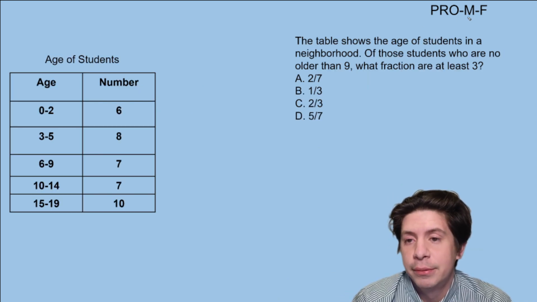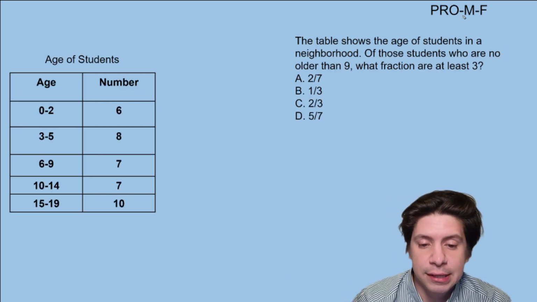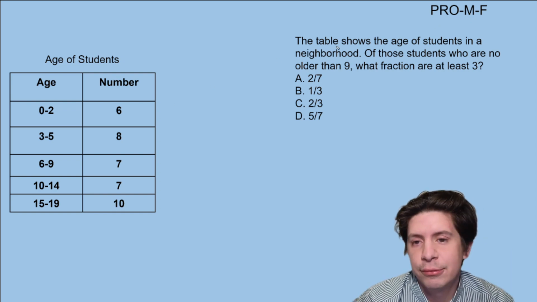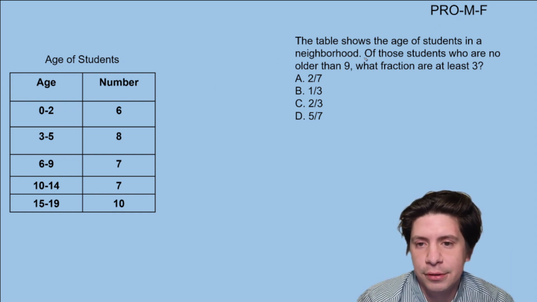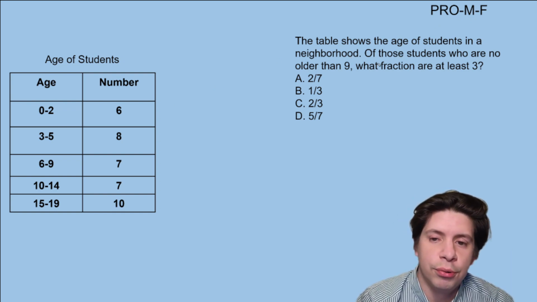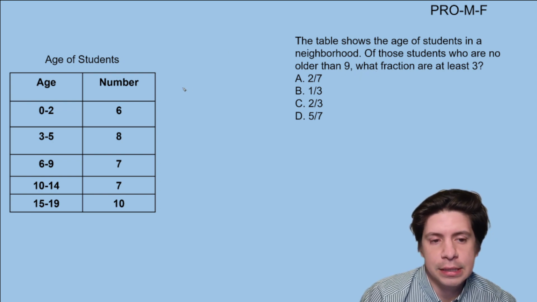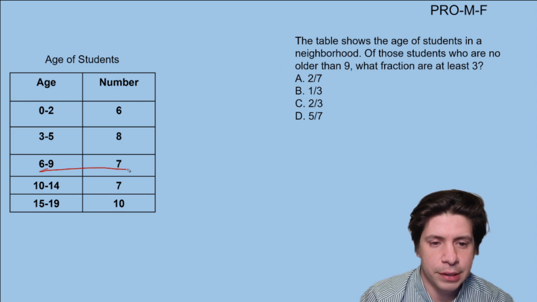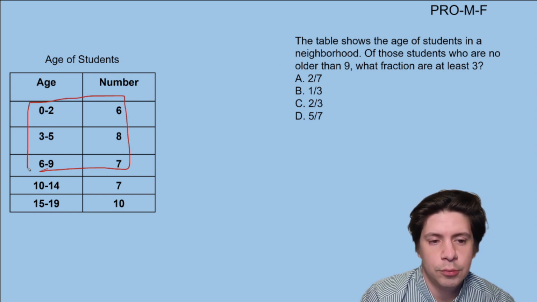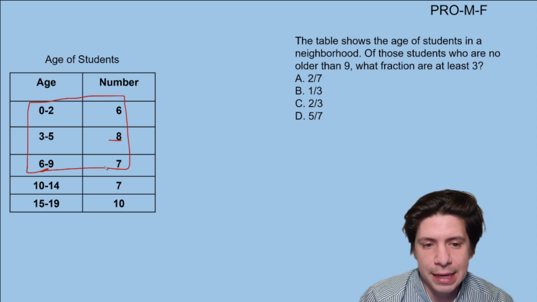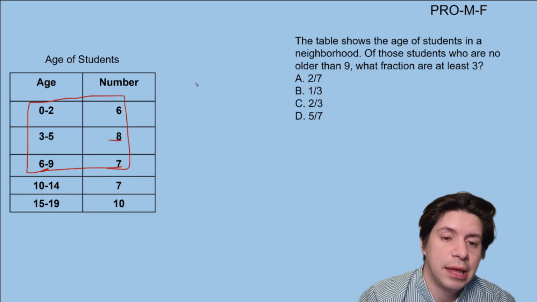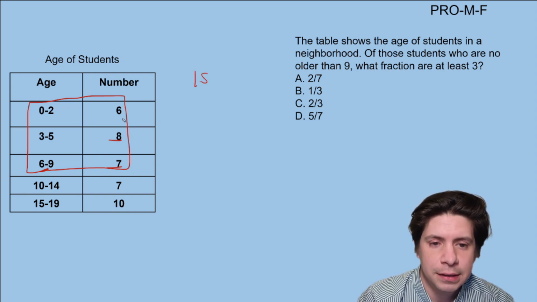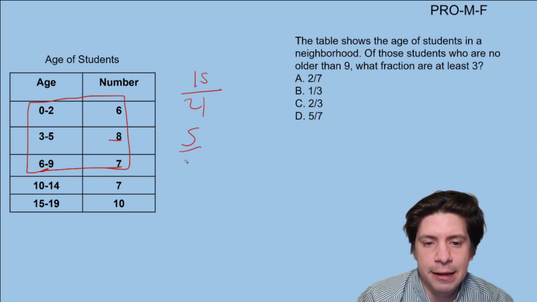Okay, so in probability MF, still medium, you have another chart again. The table shows the age of students in a neighborhood. Of the students who are no older than 9, what fraction are at least 3? So no older than 9, that means you're going from here, here. What fraction are at least 3? That's 8 and 7. So that will be 15 out of the total of 21. And that will give us 5/7.